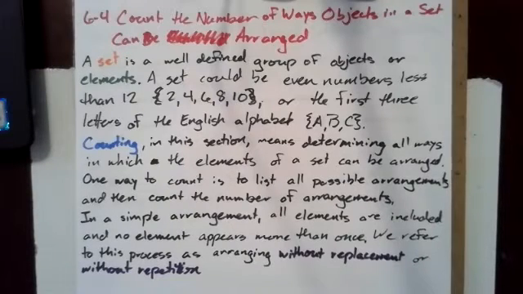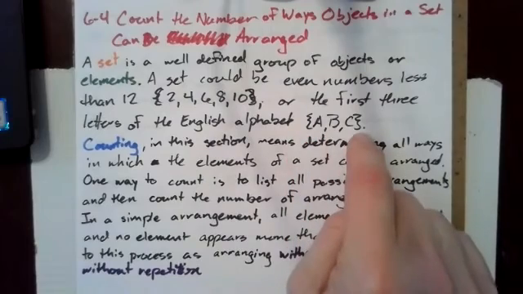In this video, we will learn to count the number of ways objects in a set can be arranged. A set is a well-defined group of objects, or elements. A set could be even numbers less than 12: 2, 4, 6, 8, 10, or the first three letters of the English alphabet: A, B, C.